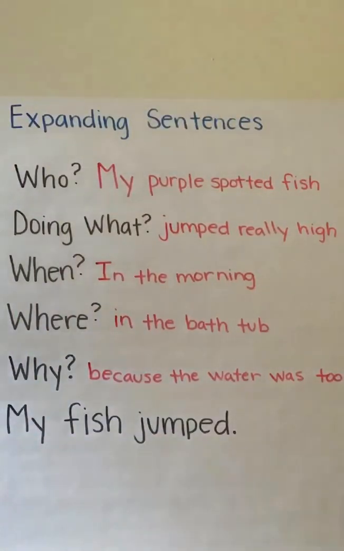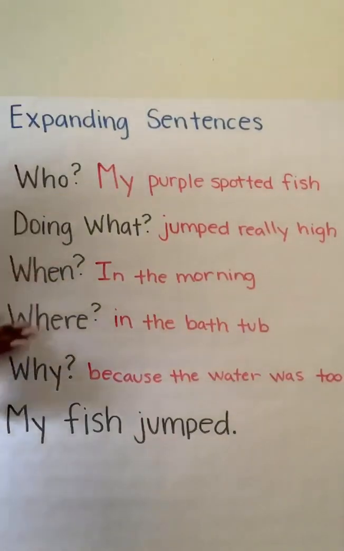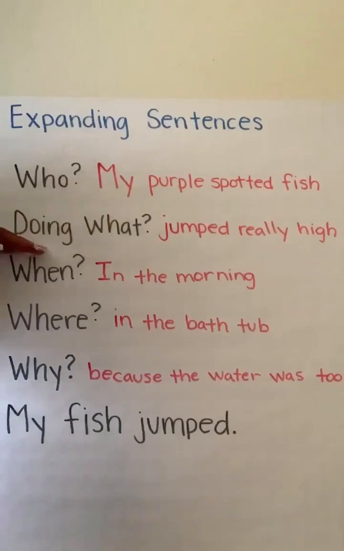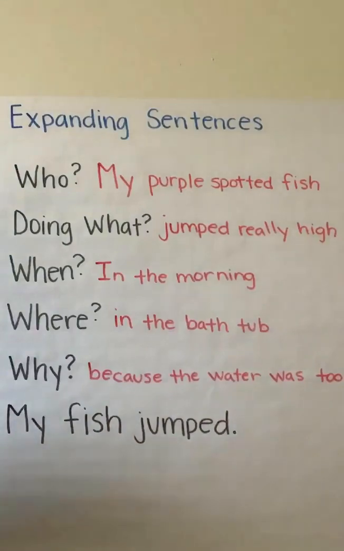All right, so now that I have all these details, I talked about the who, I talked about what the who was doing. I said when the who was doing it, where the who was doing it, and why the who was doing it. So now I have enough details to make my sentence longer. So let me try to make a longer sentence.